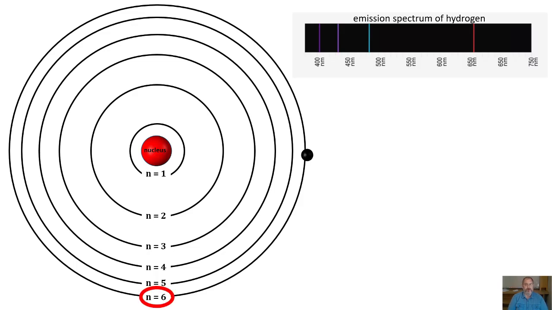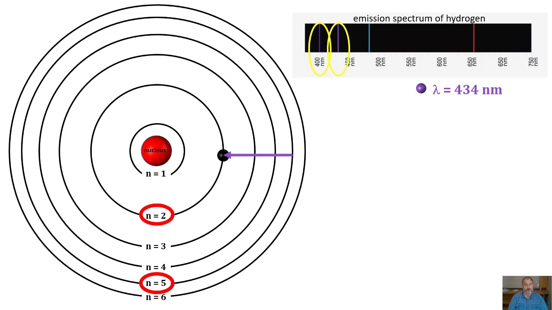When the electron starts off in the 6th energy level, and if it transitions down to the 2nd energy level, a photon of light is being emitted that has a wavelength of 410 nanometers. And that's this first line in the emission spectrum of hydrogen. For the second line, we have an electron transition where the electron starts off in the 5th energy level and drops down to the 2nd energy level. It emits a photon of light having a wavelength of 434 nanometers, which is the second visible line.